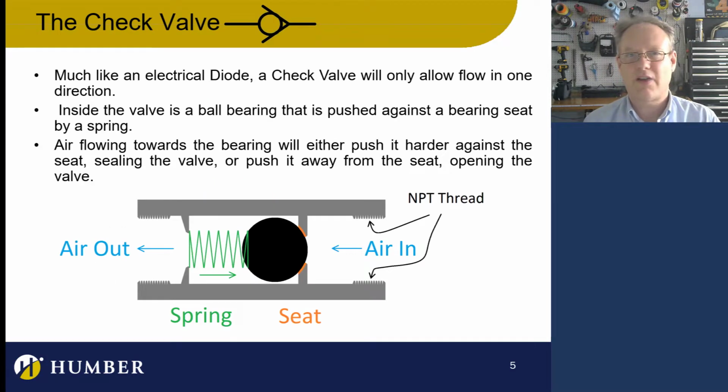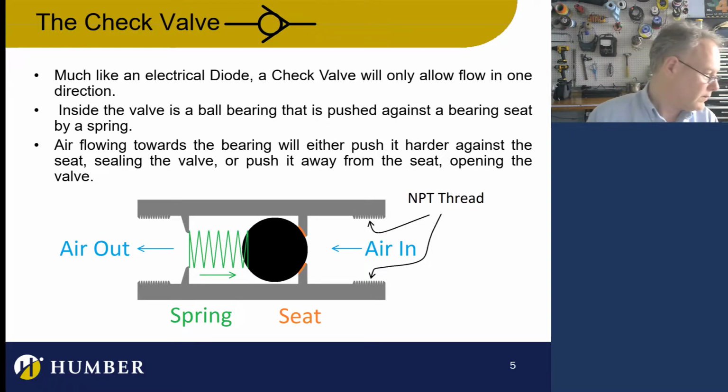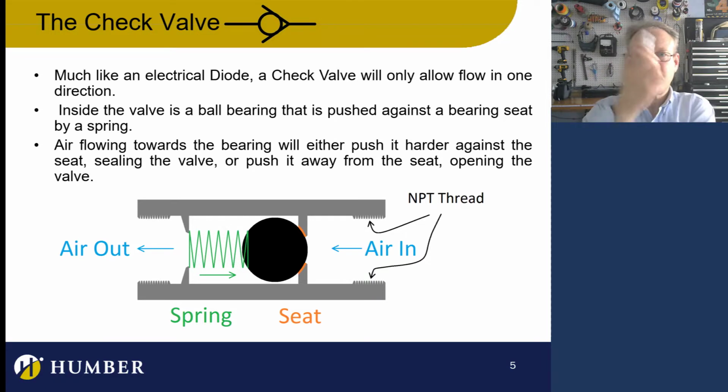Now we get into a check valve. Now I've got some check valves here. Where did they go? There it is. This is a check valve. This is a really low pressure check valve. This is a really small check valve. It's actually for high flow, low pressure. And the cracking pressure on this is very small. I can actually crack it with my mouth.